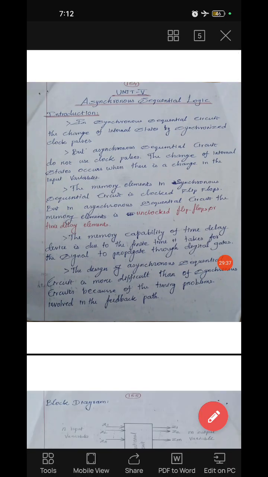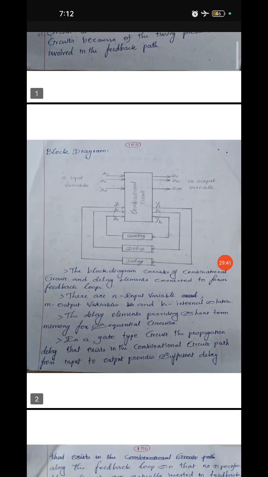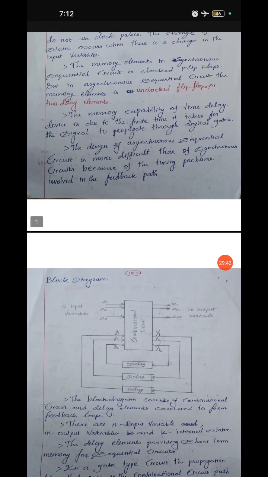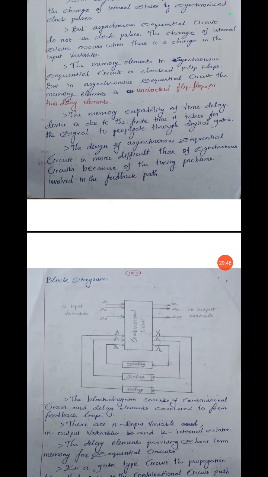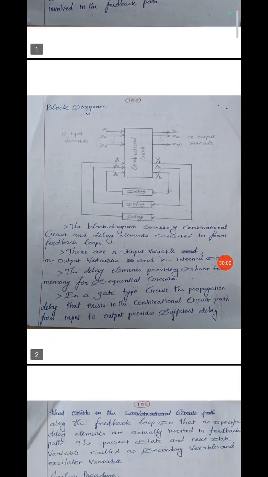So, asynchronous sequential logic. What is the difference between synchronous sequential and asynchronous sequential? Then this block diagram. Last end examination they asked this block diagram: short notes on asynchronous sequential logic and its operation. It has a combinational circuit along with the delay elements, then n inputs and m outputs. So you have to explain this block diagram.